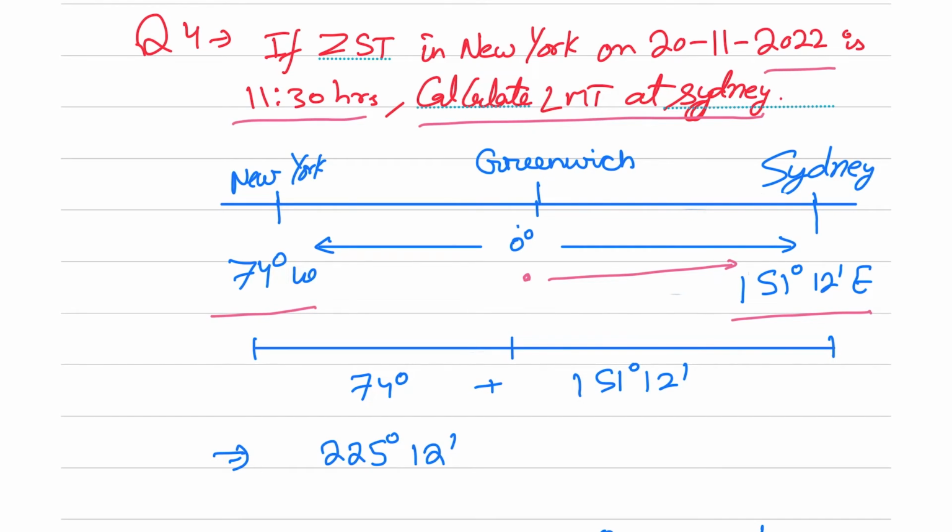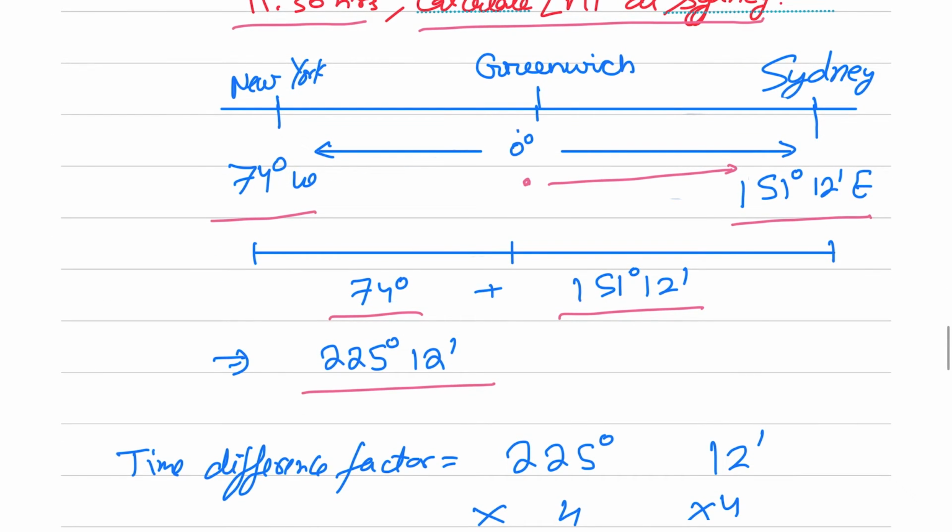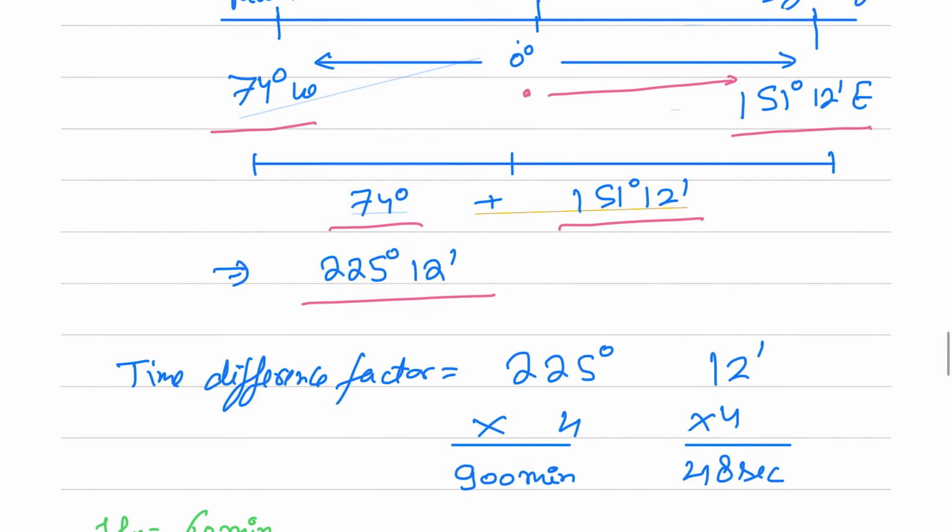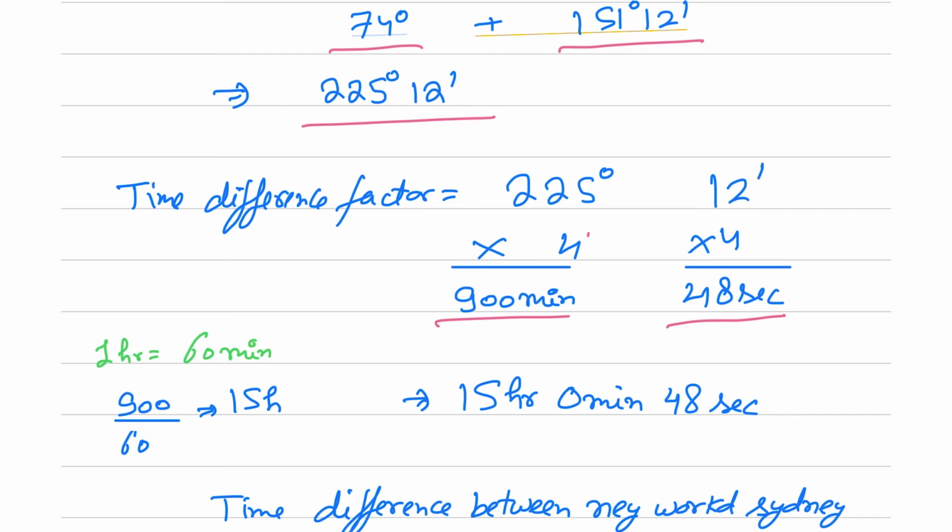So for the difference between these two cities, we add these longitudes: 74 plus 151 degrees 12 arc minutes, it is 225 degrees 12 arc minutes. So we get this value and we need to convert it into time. We multiply degrees by 4 minutes and arc minutes by 4 seconds, because 4 seconds is equal to 1 arc minute, 4 minutes is equal to 1 degree. So 225 times 4 is 900 and 12 times 4 is 48. So it is 900 minutes and 48 seconds.